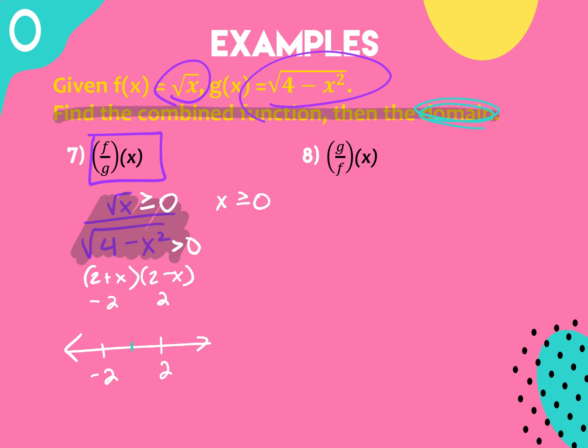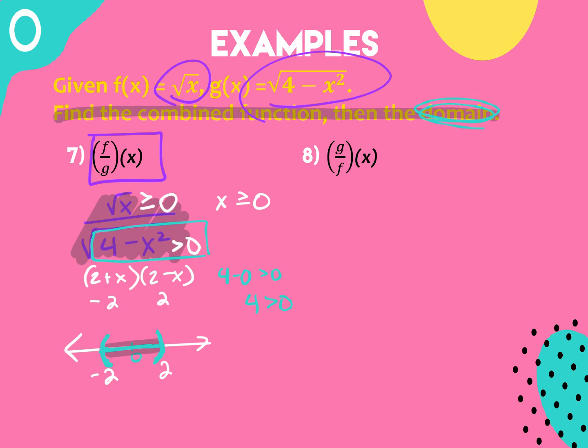I'm going to plug in 0 to make my life easy into this statement here. So 4 minus 0 is greater than 0. Is 4 greater than 0? Yes. So if it was just the bottom, then my domain would be from negative 2 to positive 2, parentheses on both because it's not or equal to.